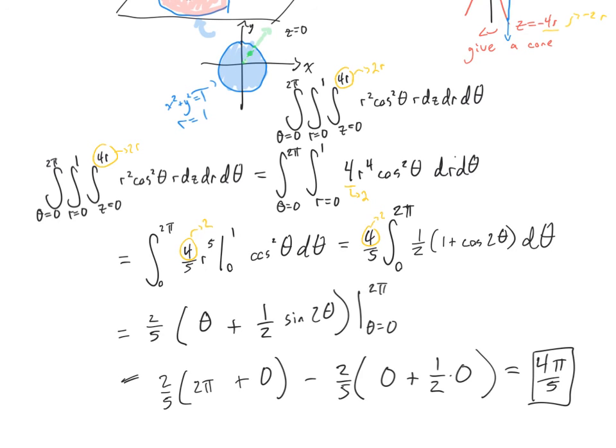And so I think this 2 now, I divided by 2, this should be a 1. This should be a 1. And this should be a 1. Which means that my final answer should be 2 pi over 5. And that's my correction to the lecture.